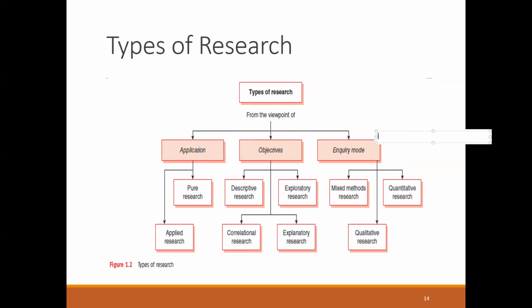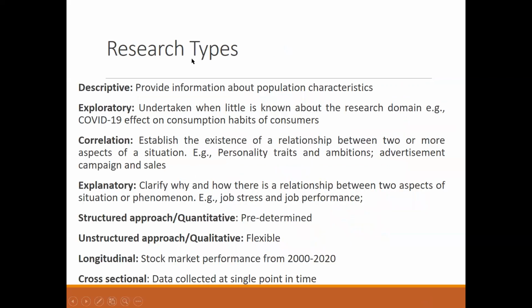Okay. So we have discussed all these research types, and there is one more research type which was not in that slide. That was research type by time horizon. It is not usually discussed, but I would like to discuss it. When we make this comparison, we have two main types: longitudinal research and cross-sectional research.